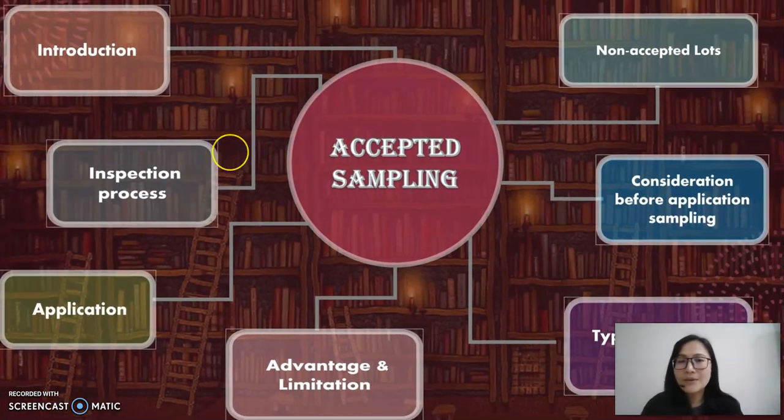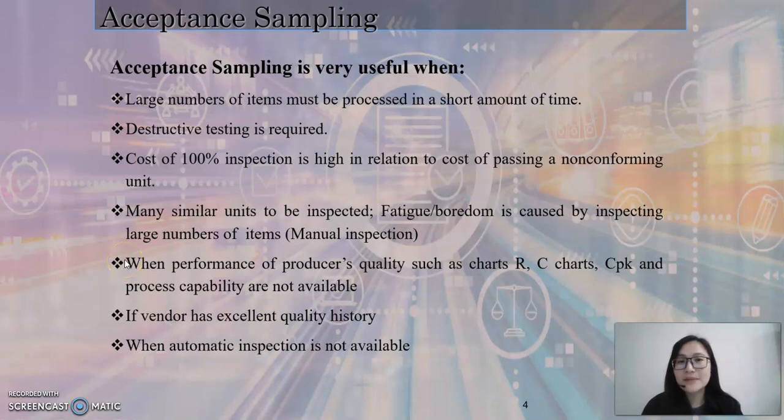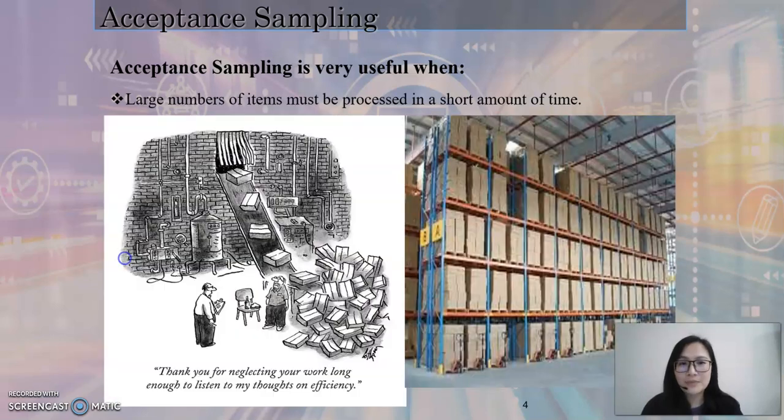Okay, why do we need to apply acceptance sampling in production? Because acceptance sampling is very useful when a large number of items must be processed in a short amount of time. Try to think about how long we need for a large number of products. We need to check one by one in 100% checking. That is very costly and time consuming.